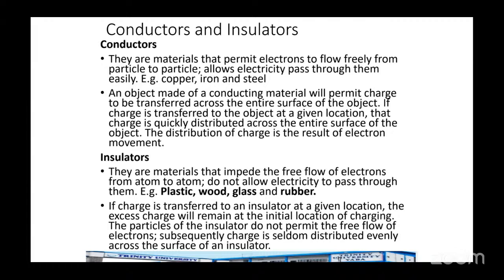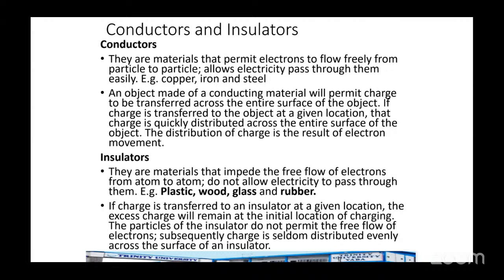So insulators are materials that impede the free flow of electrons from one atom to the other. When charges are transferred to an insulator at a given location, the charge that was transferred to the insulator remains at the initial location of that material. The charges are not distributed across the insulator, unlike conductors, which allow charges to be distributed across them. Insulators do not allow charges to be distributed across them.